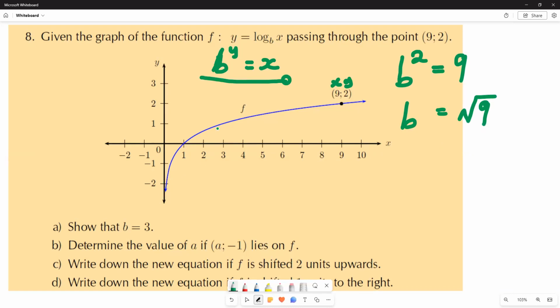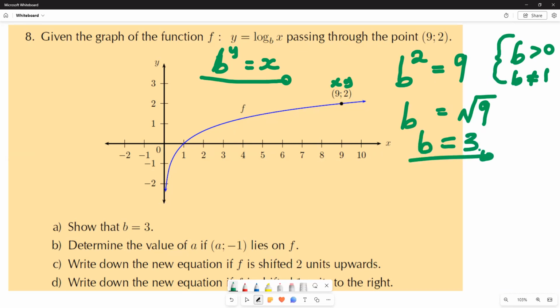Because the graph is increasing, I'm not going to put plus or minus there. I'm going to show that b must always be bigger than 0, the base cannot be negative, and it cannot be 1. You must remember this, guys. So our b equals 3 in this case. If someone argues, why didn't you put a plus minus, we refer them there.